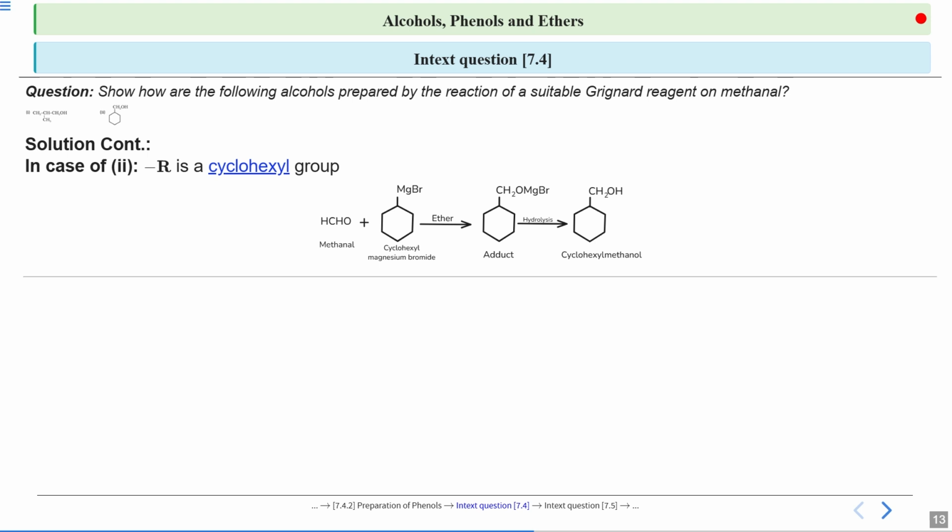Okay, so this is how in the second part you will get a primary alcohol, which is given, cyclohexyl methanol, after the reaction of methanal and cyclohexyl magnesium bromide. That is the Grignard reagent, where R is a cyclohexyl group.